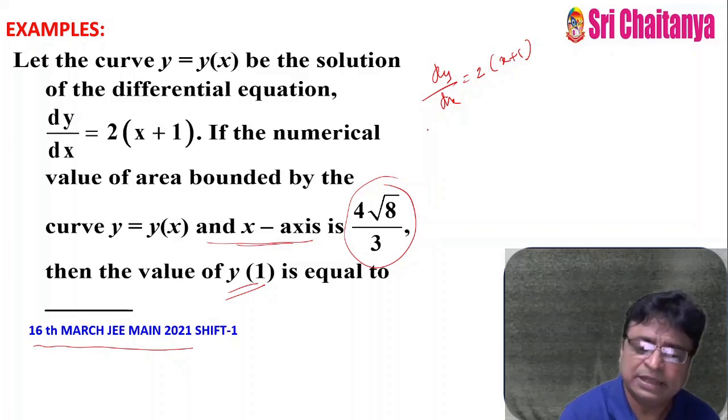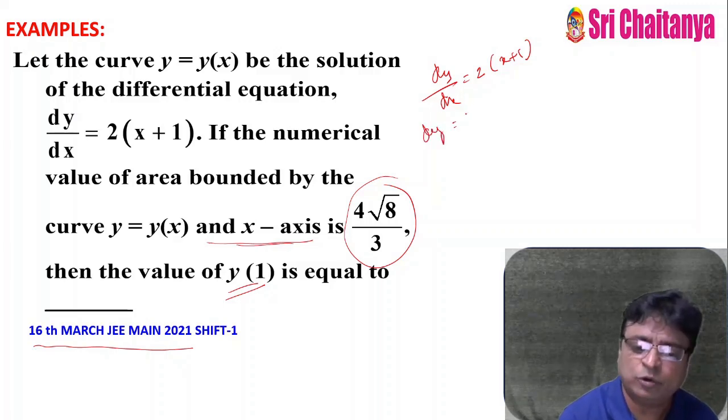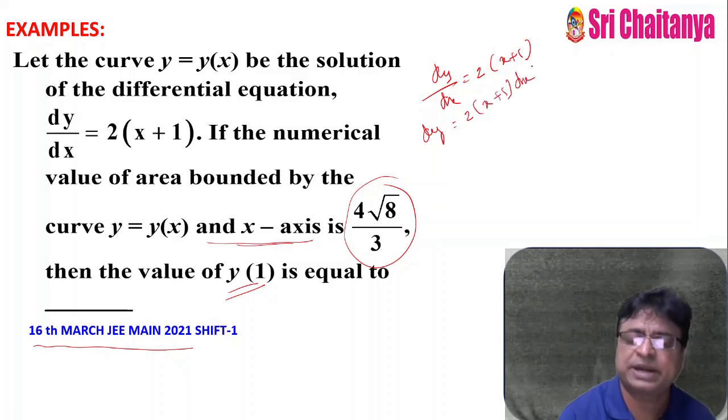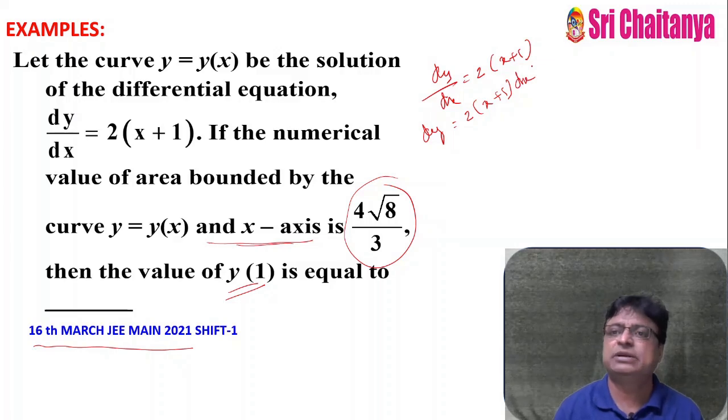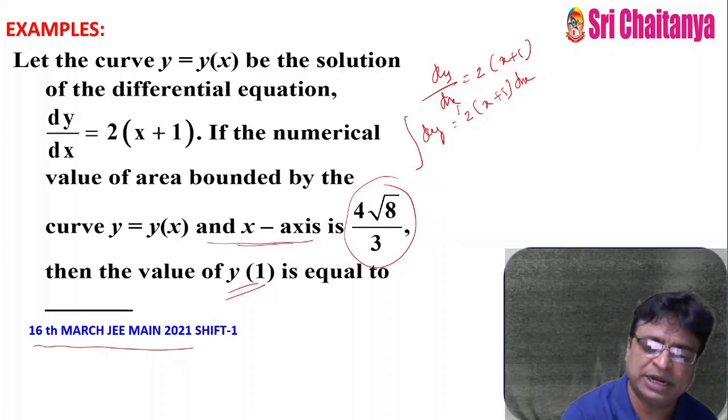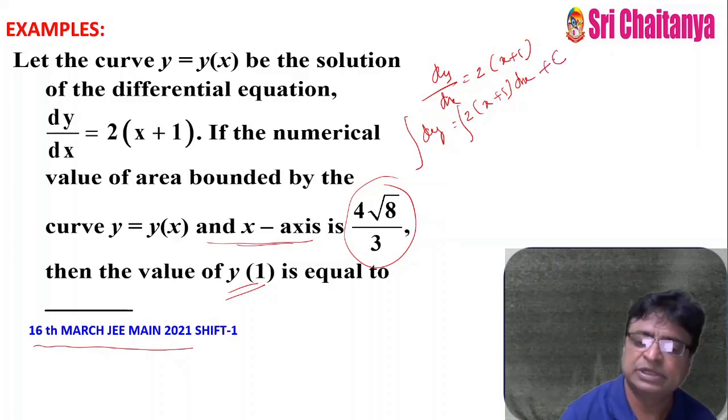Simply, I can write this as dy equals 2 times (x plus 1) dx. So all x terms are separated and all y terms are separated. Now it is in the form of the variable separable method. Now I am integrating on both sides.